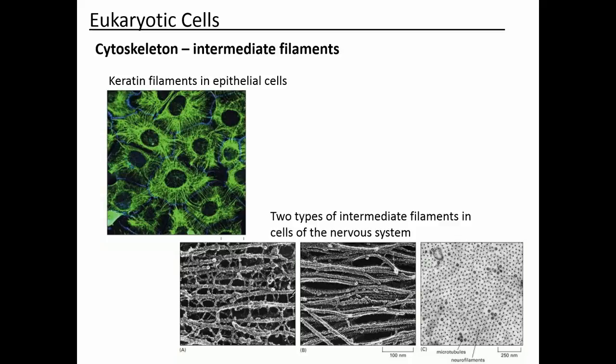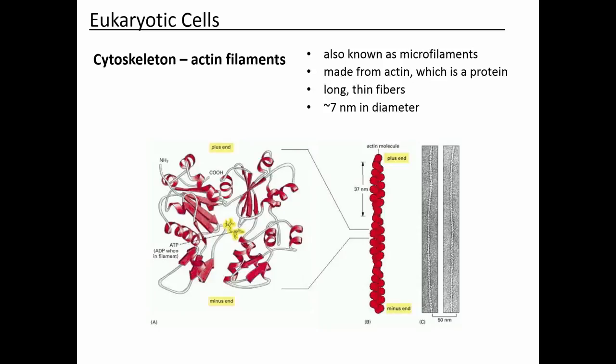The last type of cytoskeletal filament that we'll talk about are actin filaments. They're also called microfilaments. And the protein that assembles to form this particular filament is called actin. So this is showing you one actin protein. And in this picture, one sphere is one actin molecule.